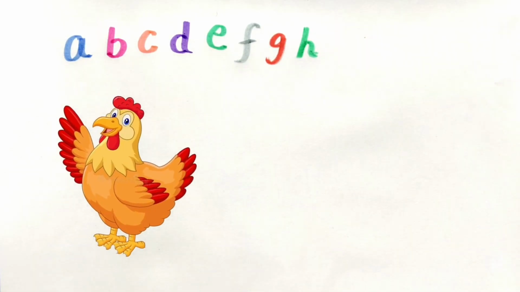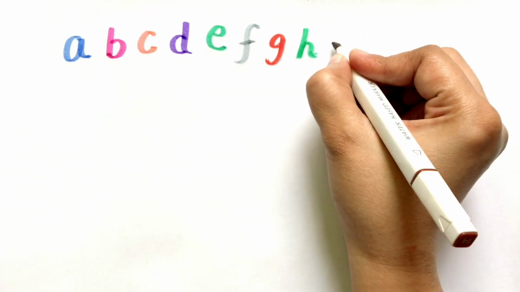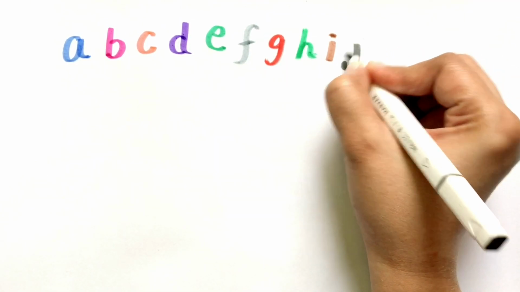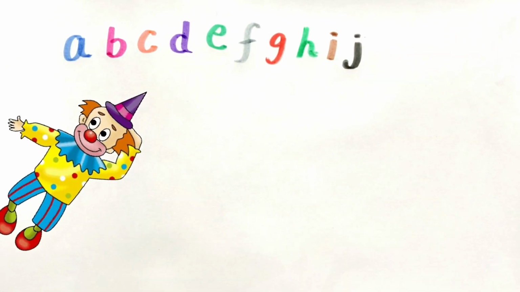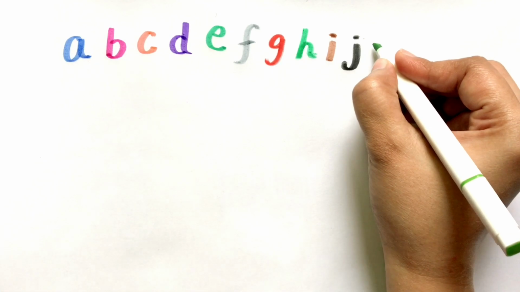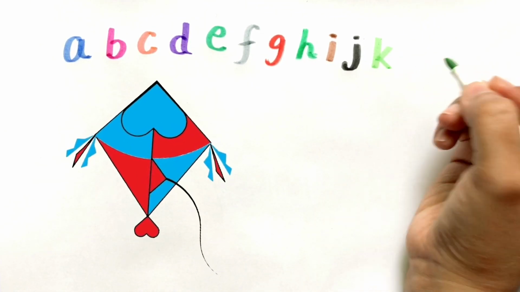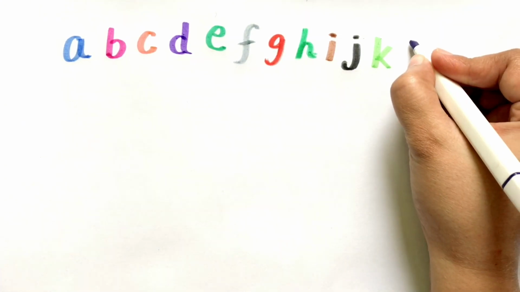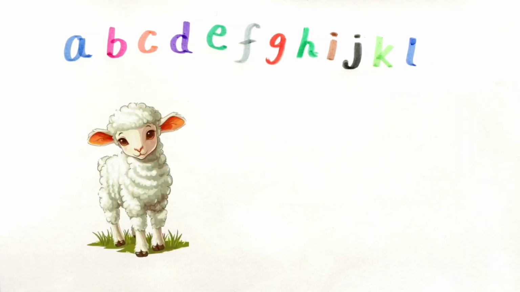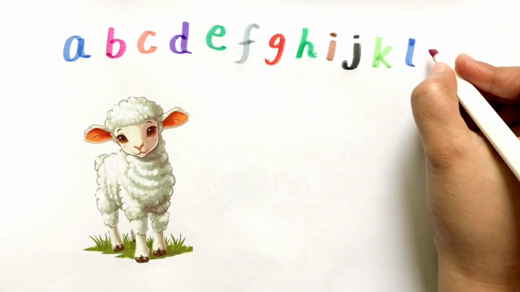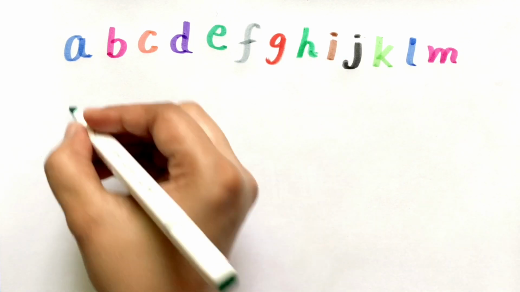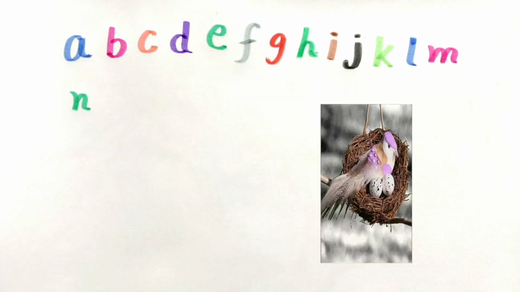H for hen. I for igloo. J for joker. K for kite. L for lamb. M for monkey. N for nest.